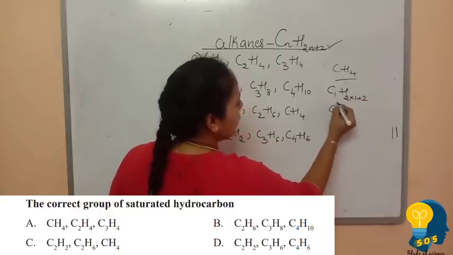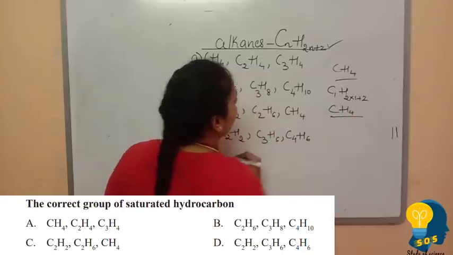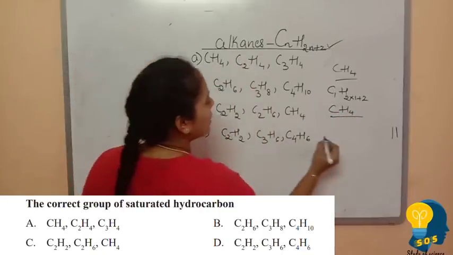So I get C1 is same as C, 2 ones are 2 plus 2 is 4, CH4. So I got the first one. So what about the second one? Let us check the second one.